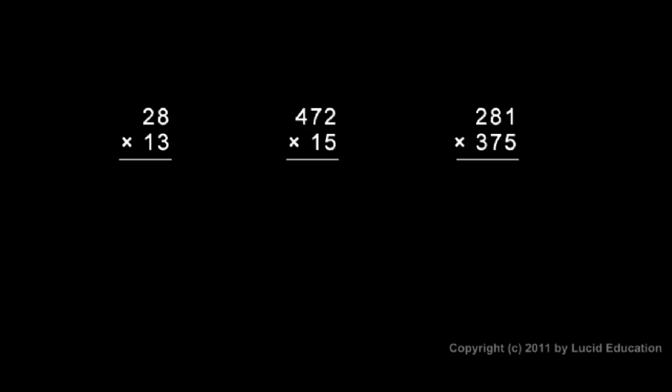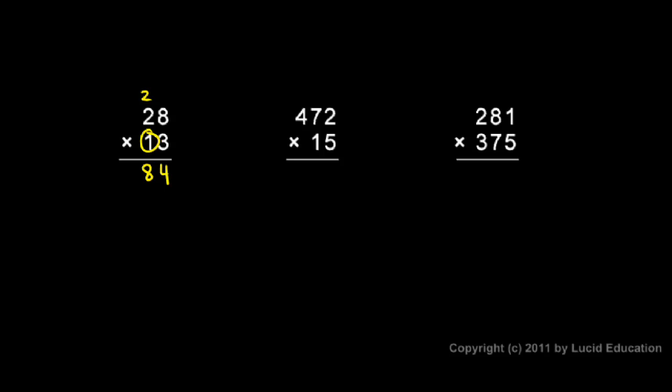First, 28 times 13. We start here with the 3, and we'll multiply the 3 times the 8, and then the 3 times the 2. So 3 times 8 is 24. We put our 2 up here and our 4 down there. And then 3 times 2 is 6, and we add that 2. So we get an 8, and we put it in the next column.